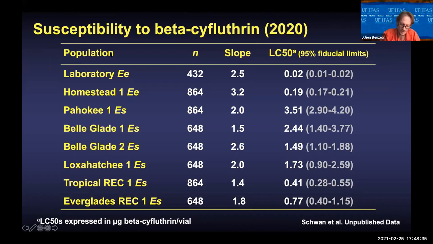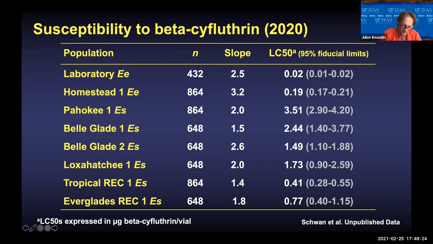If we look at the two Euxesta eluta populations that we had and we look at the LC50s, the Euxesta eluta from Homestead was about 10 times less susceptible than the lab colony. If we look at all the other Euxesta stigmatias and their LC50s, you see the LC50s were higher, meaning that they were generally less susceptible than Euxesta eluta. And also, in general, those Euxesta stigmatias from the commercial fields, which you can see here, those four populations, were, if I look at my notes here, 1.9 to 8.5 times less susceptible than the Euxesta stigmatias from the non-treated fields at the RECs.